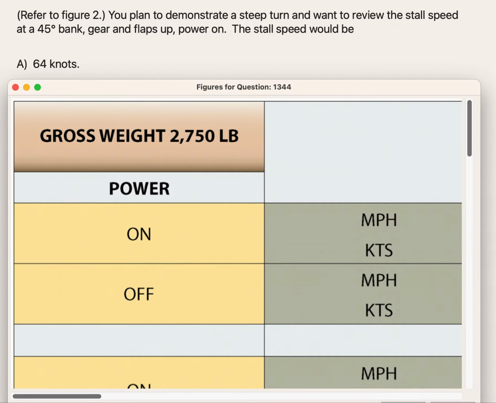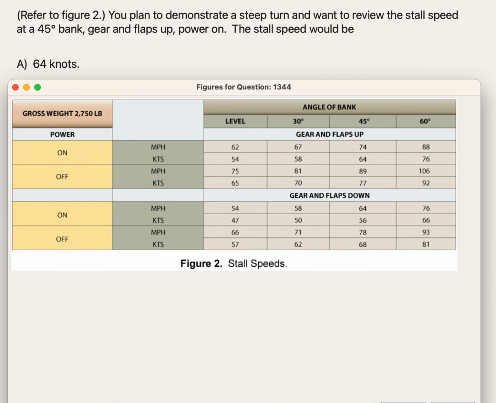Refer to figure 2. You plan to demonstrate a steep turn and want to review the stall speed at a 45 degree bank angle, gear and flaps up, power on. The stall speed will be 64 knots. That's right, stall speed right here, 64, you just look right there.